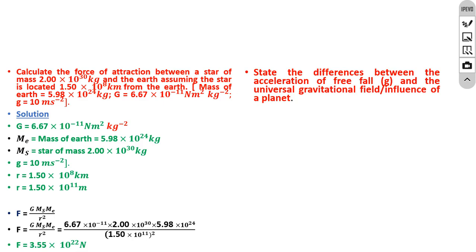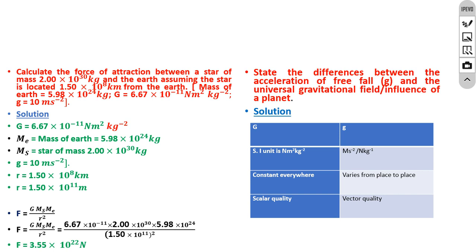The next one says, state the differences between the acceleration of free fall g and the universal gravitational constant G. Okay, so solution. These are the differences. Capital G and small g. Unit of capital G is Newton meter square per kilogram square, while unit of acceleration due to gravity g is meters per second square or Newton per kilogram.